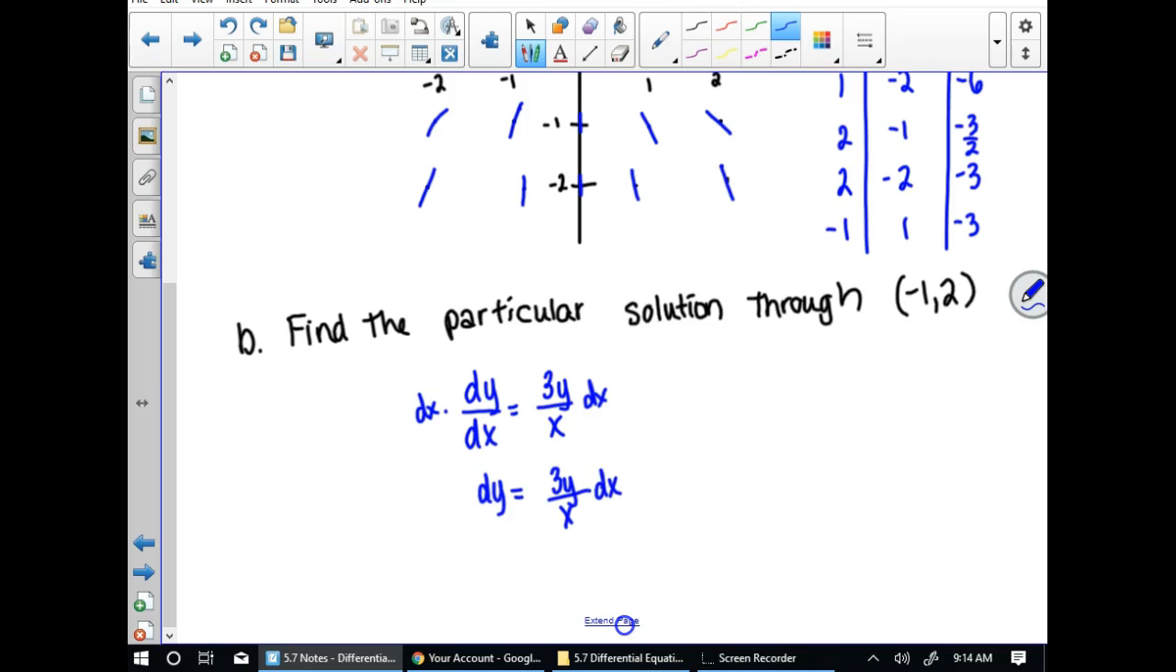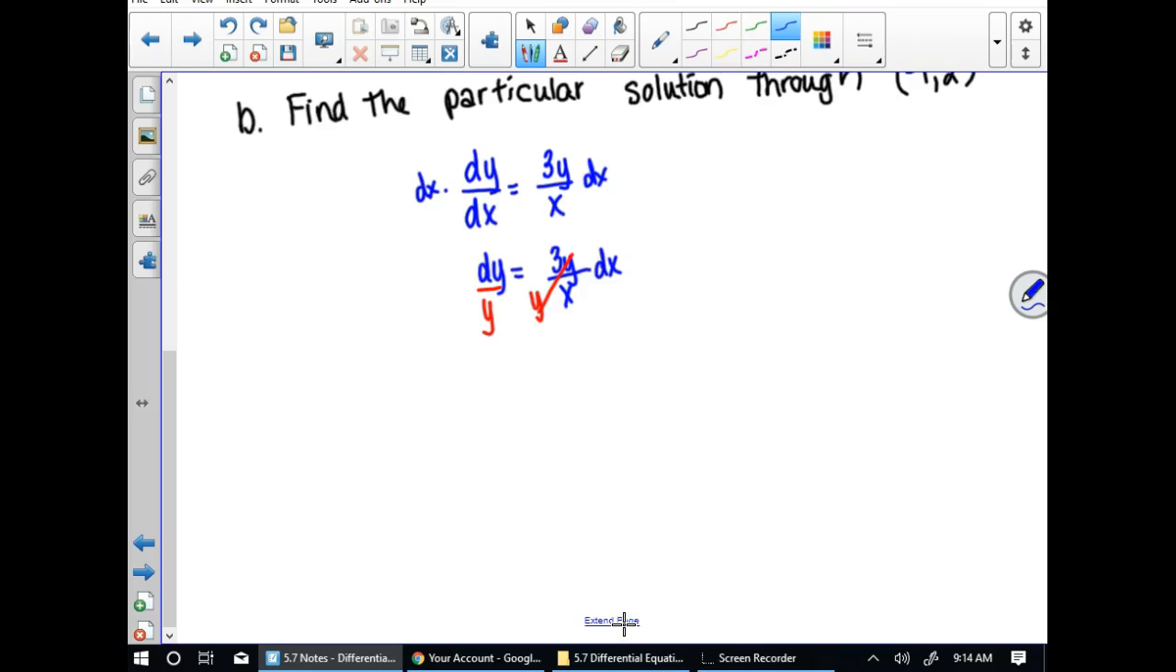I need to get rid of that y on the right-hand side, so what should I do? Divide by that y, or the 3y, it really doesn't matter which one. I think I'm just going to divide by the y here, but you can do either way. Generally, you want these solved for y, so sometimes it's easier to solve if you keep as little with the y as possible. So dy over y equals 3 over x dx.